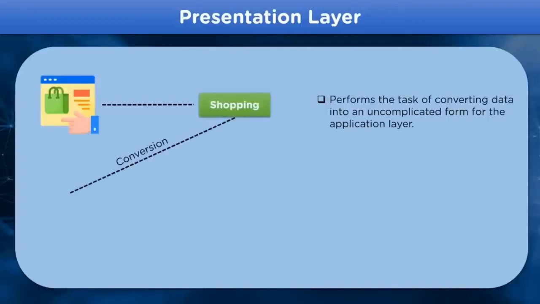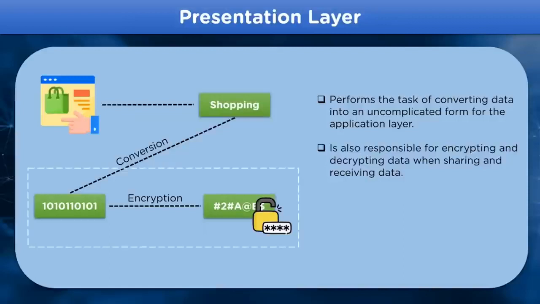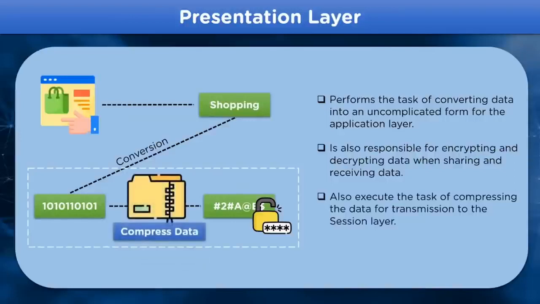The next layer is known as the presentation layer. The presentation layer is responsible for performing conversion tasks over the data that is received from the application layer. The conversion of data is done in accordance with the required format. It also performs encryption over the converted data so as to prevent it from getting hacked by cybercriminals or hackers. The compression of the encrypted data is also performed by the presentation layer so that it can be passed on to the session layer.